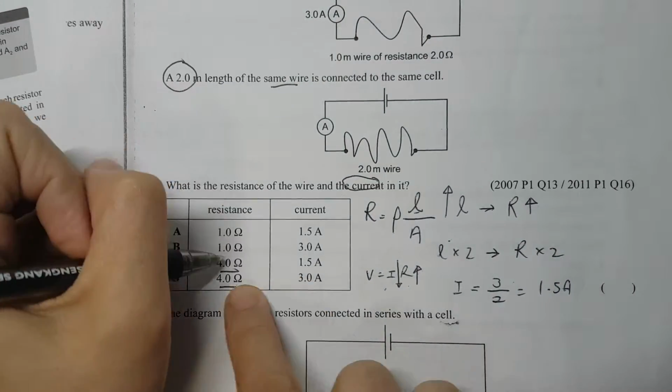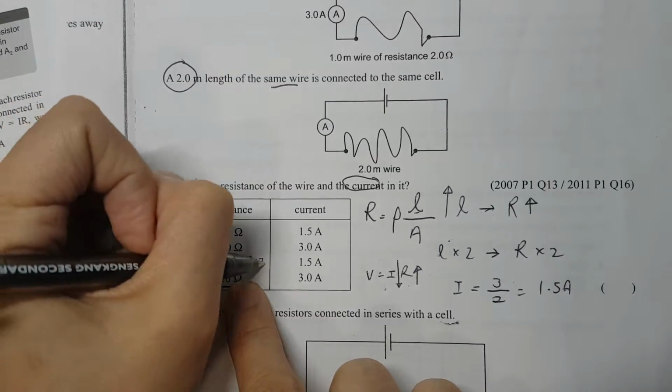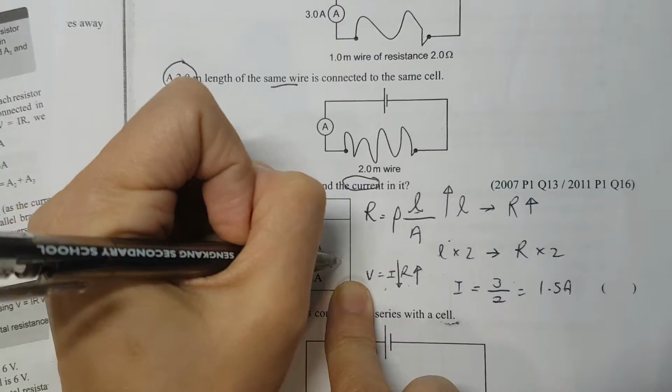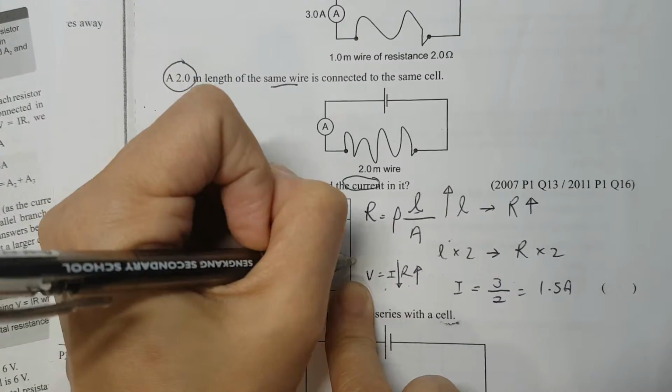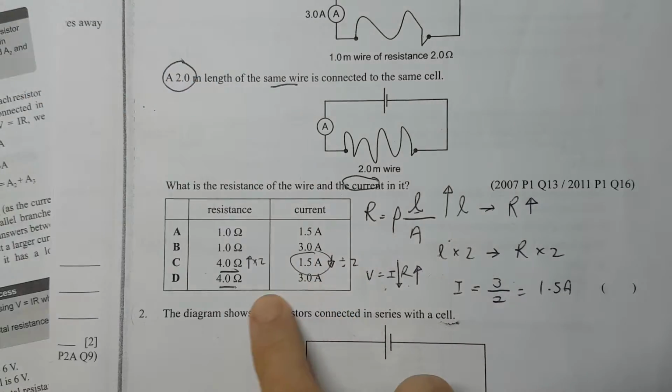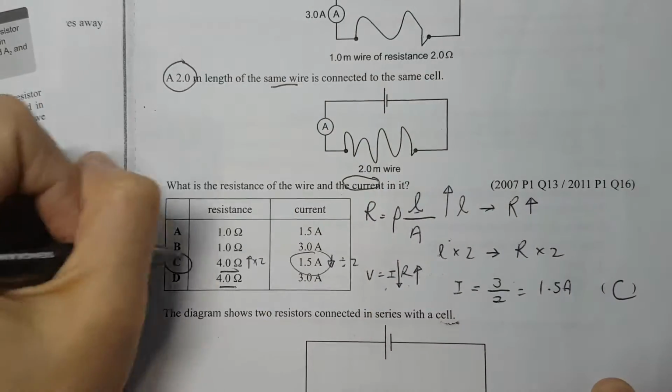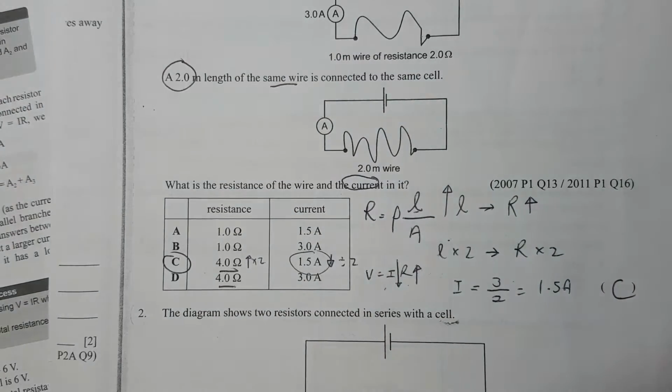So the answer is 1.5 ampere. So the resistance doubled by 2, the current decreases by 2, divide by 2. So the answer is this. Answer is C. Okay. Right.